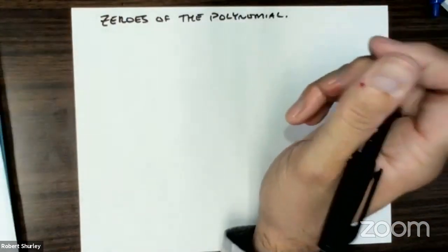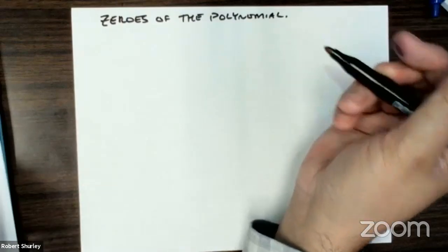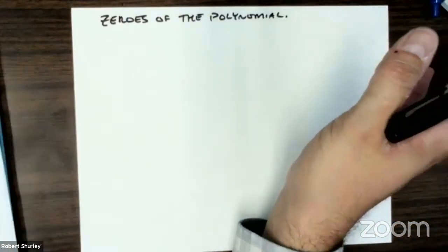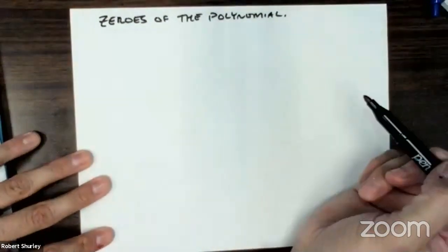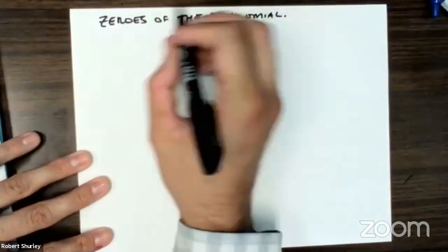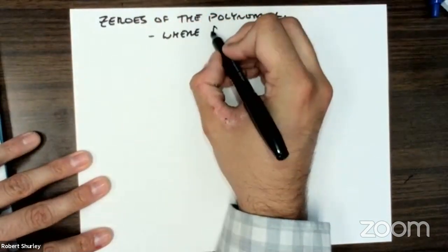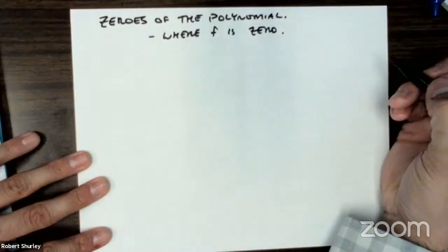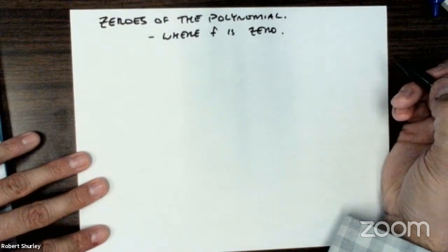Okay, the zeros of the polynomial. So I'm going to define this, but we kind of know what the zeros are already. If you've never heard of it before, you know it because we found it previously. Actually, we found them yesterday, but we just didn't call them zeros. So zeros of a polynomial, this is where f is 0. Okay, that's a very basic way of defining it. It's where f is 0.